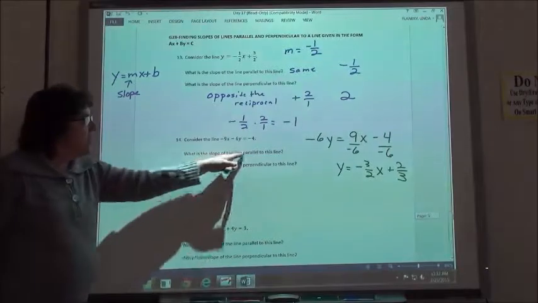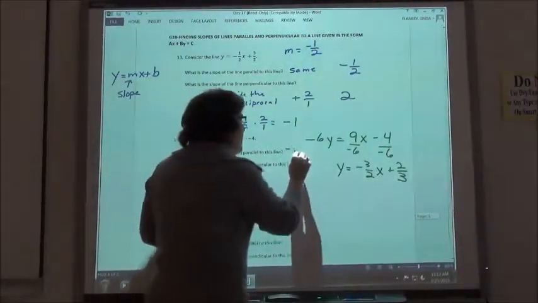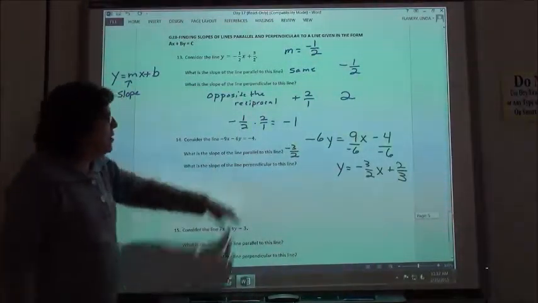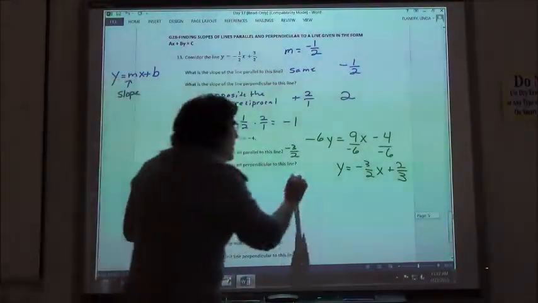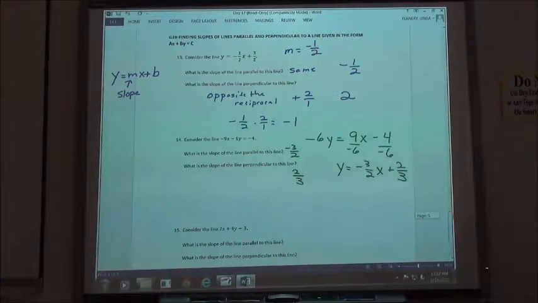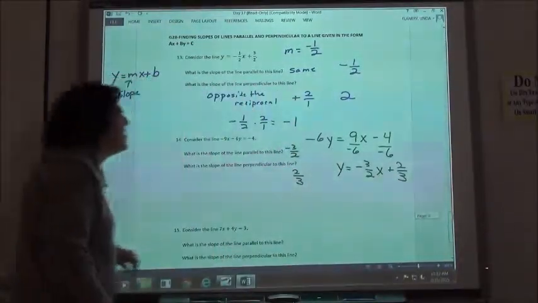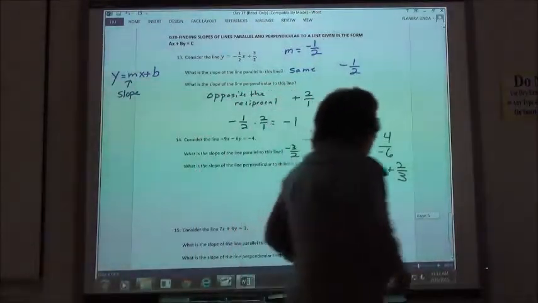So what is the slope of the line parallel? Well, it should be the same as the slope of this line, -3/2. What is the slope of the line perpendicular? Well, since this is negative, this one's going to be positive, and it's going to be the reciprocal, so positive 2/3. So -3/2 would be the parallel line, positive 2/3 is the perpendicular line. So it doesn't have anything to do with this y-intercept, just happened to be a coincidence there. Opposite my reciprocal.